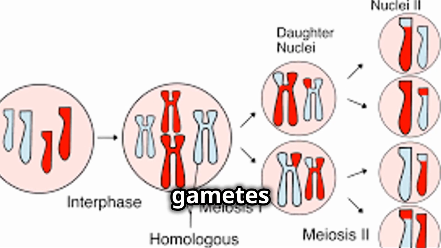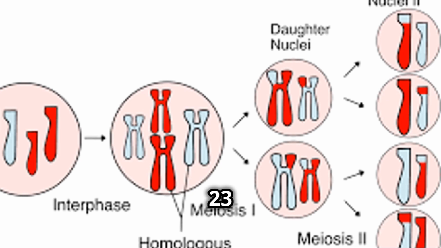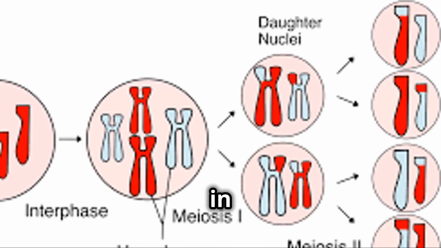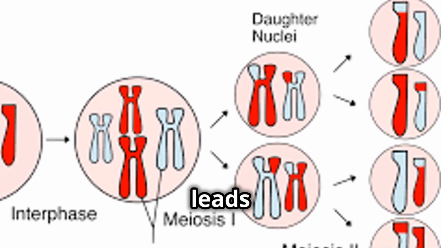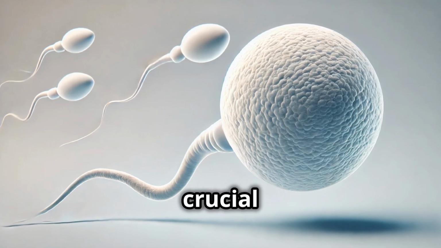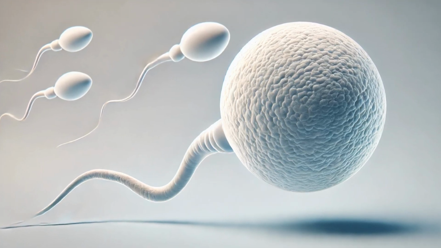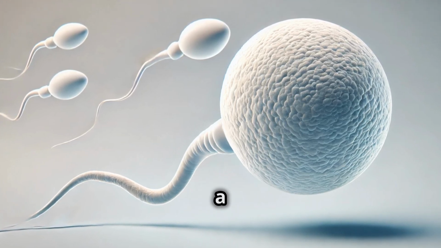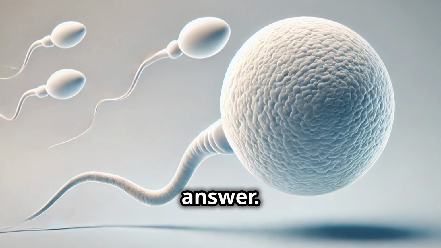In humans, gametes are haploid cells that contain 23 chromosomes, each of which becomes one of a chromosome pair that exists in diploid cells. This leads to genetic variation, which is crucial for sexual reproduction. Here is a typical exam question about meiosis from a past paper and its top grade answer.